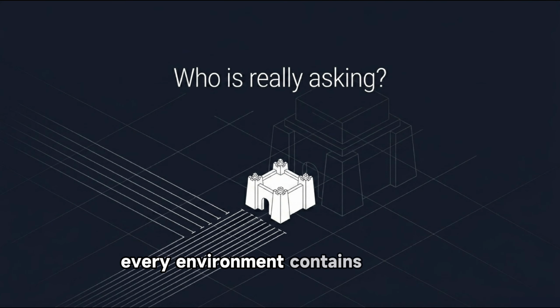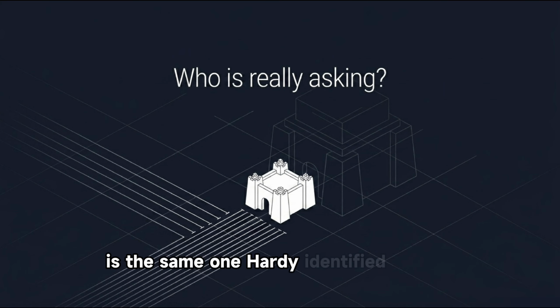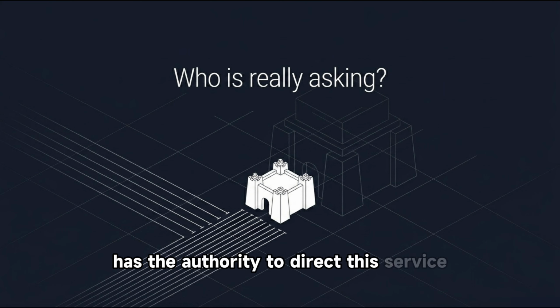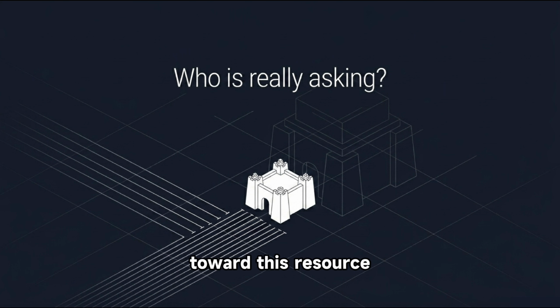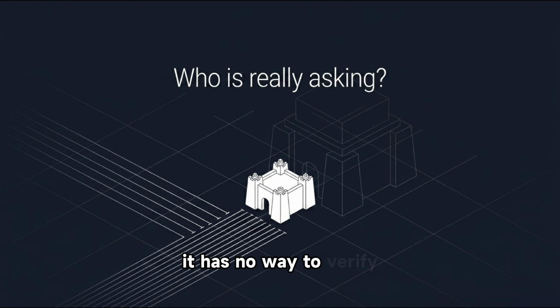Every environment contains services that hold permissions they apply to all requests they receive. The security question for each of them is the same one Hardy identified in 1988. Whether the entity giving the instruction has the authority to direct this service toward this resource, or whether the service is simply following instructions it has no way to verify. In most architectures, that question has been asked of some services. The ones it has not been asked of are the ones currently waiting.